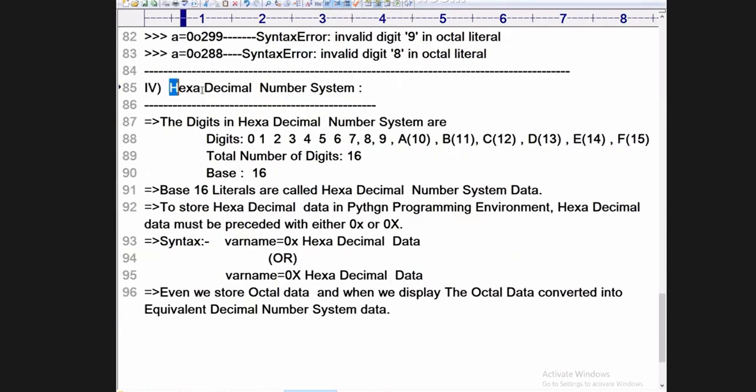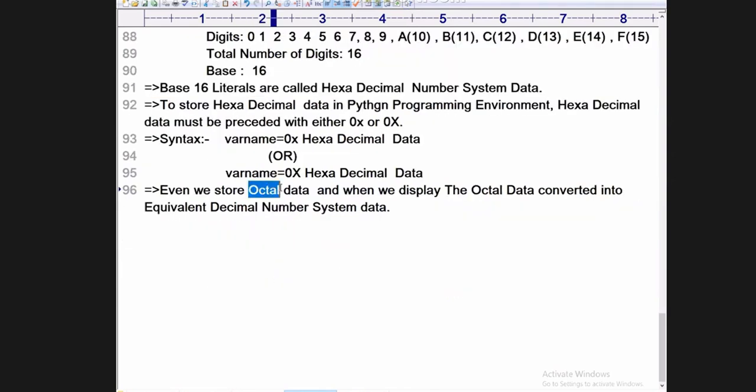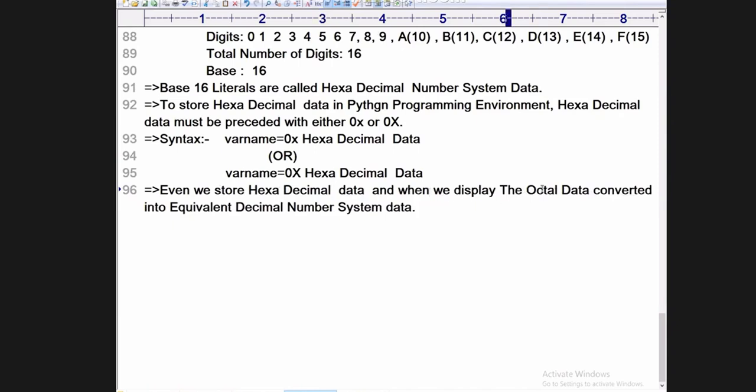This type of number system is used in the development of operating systems. Every hexadecimal number system is used in operating system development. The operating system understands binary data. Operating system development is done with the hexadecimal number system into consideration. That's why the OS always displays data internally in hexadecimal format. Keep in mind, the octal number system is understandable in microprocessor application development. Now, even if we store hexadecimal data, when we display it, it is converted into the equivalent decimal number system data.